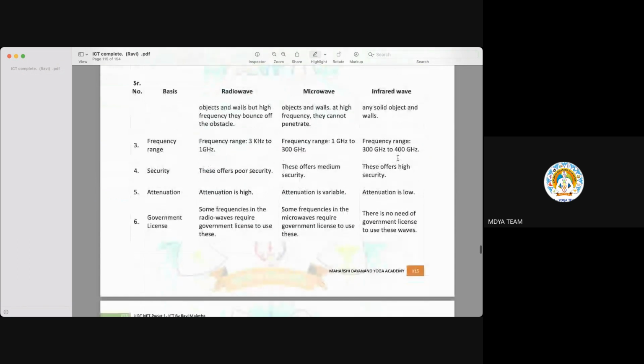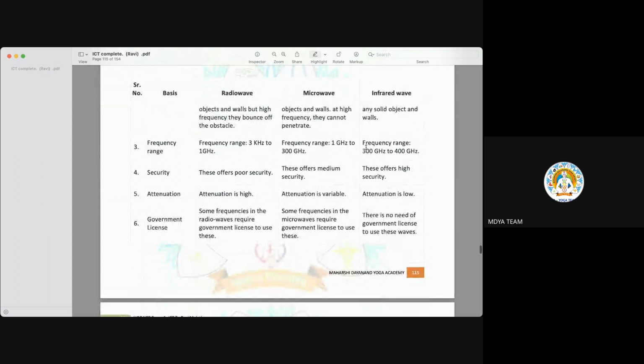You should roughly know what frequency comes under radio waves. The frequency range from 3 kHz to 1 gigahertz is radio waves, and microwaves are 1 gigahertz to 300 gigahertz. Giga means 10 raised to 9. That is the number of cycles per second. Infrared is much higher, 300 gigahertz to 400 gigahertz.